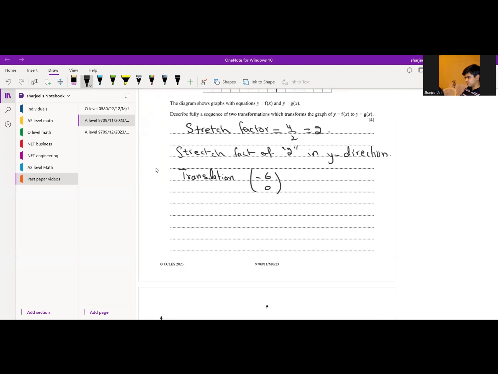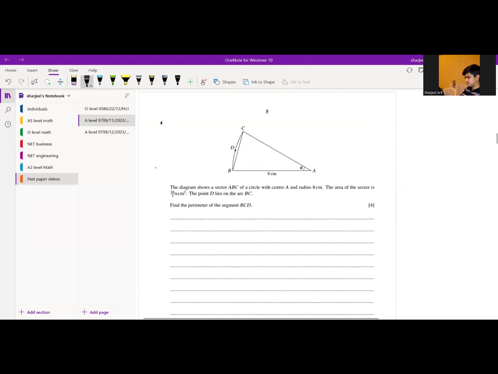So you will write stretch factor of 2 in the y direction with translation (-6, 0). That will be your final answer. Now look at question number 4.